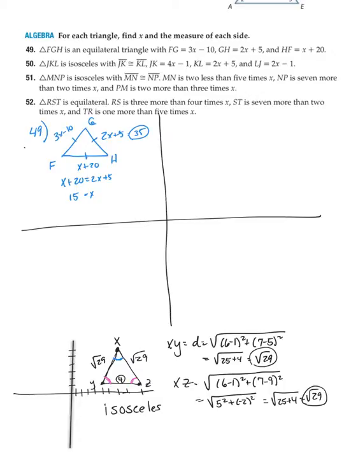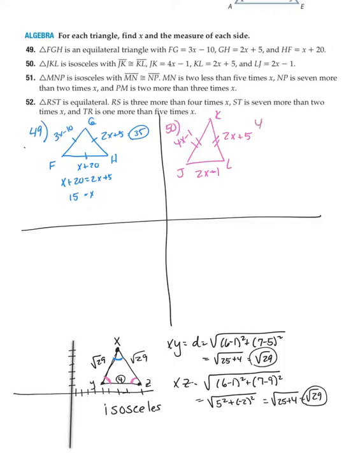Okay. Number 50, let's see what it tells us. This time we have an isosceles. We have JKL. And JK is congruent to KL. So K is my vertex angle. JK is 4x minus 1. KL is 2x plus 5. And then my base down here is 2x minus 1. It's the base not because the triangle is sitting on it, but because it's the non-congruent side.